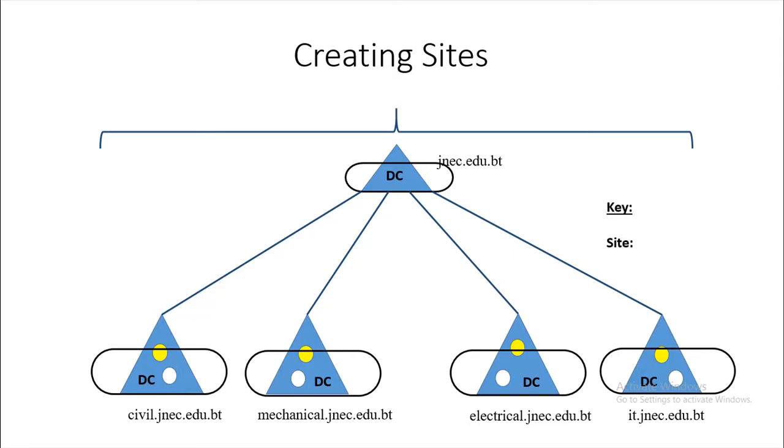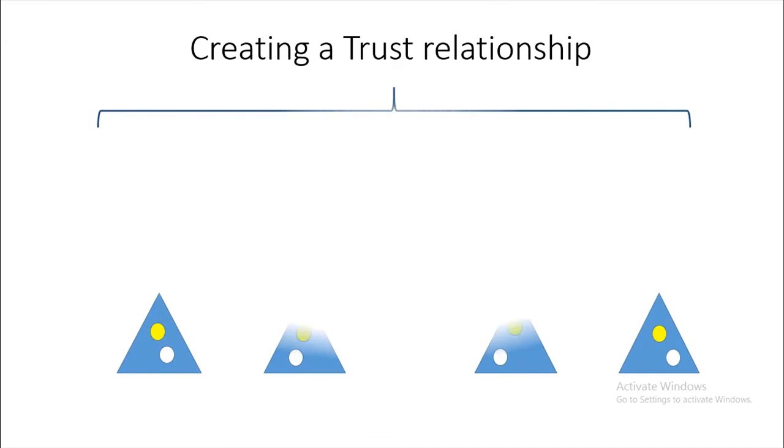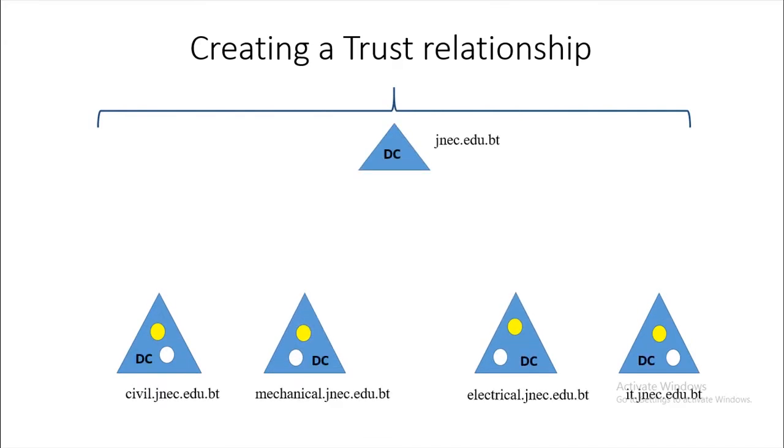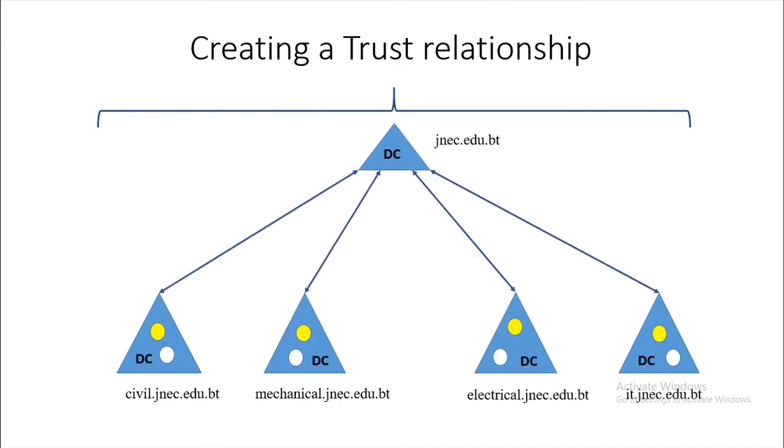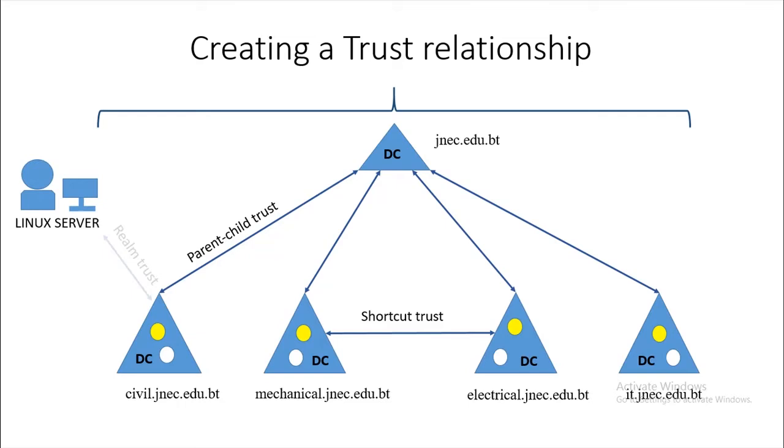Here in this scenario, we can also create the trust relationships: a parent-child trust that is automatically implemented, then the shortcut trust between the 2 domains, the realm trust if any other domains using non-Windows OS are connected to a network, and the external trust can also be created if any domains from other forests are connected.